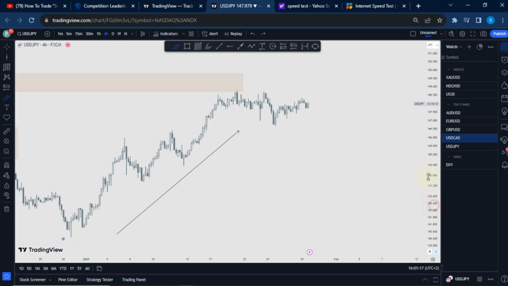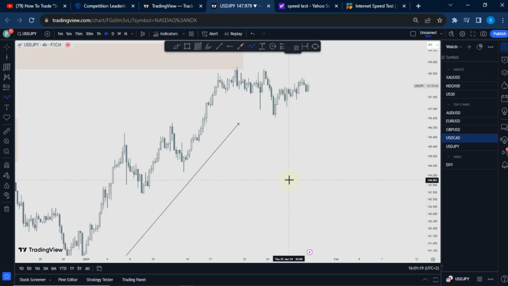A change of character, in simple terms, is when price is changing its character. Let's say price was moving in an uptrend, and now it's changing into a downtrend. So that is our change of character. That's the first confirmation to indicate that price is likely to change direction.